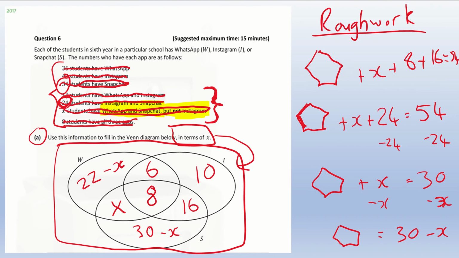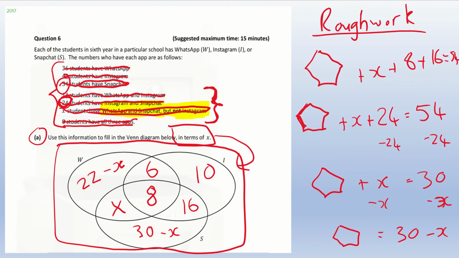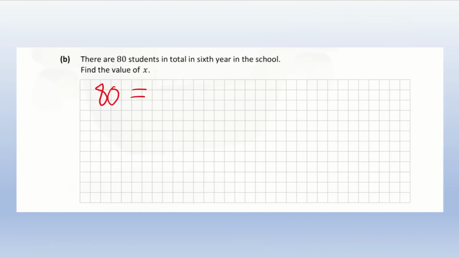And if you look at all the numbers that you've put into your Venn diagram, they should all add up to the 80 students that are in 6th year. So I'm going to say that the 80 students should be equal to, and I wonder what's the best way of doing this. I don't want to pick a number twice. So I'm going to say 22 minus x plus 6 plus 8. So I've underlined the ones that I've used.